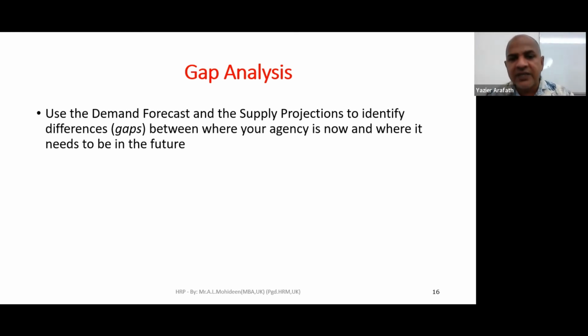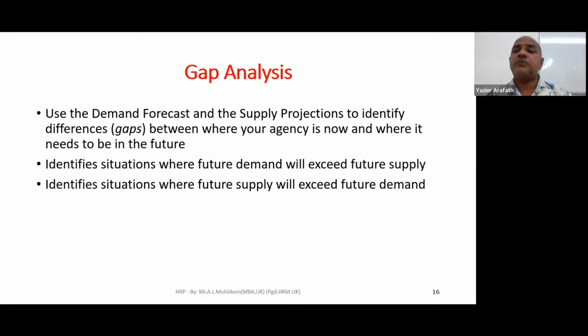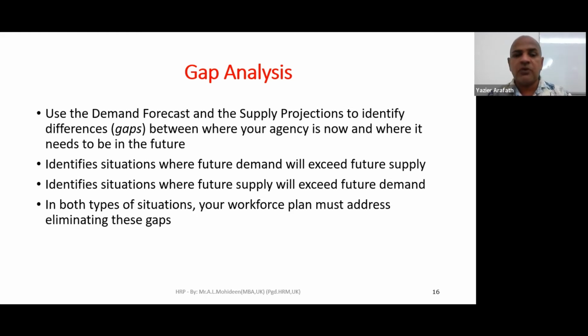We have to identify the gap. Based on the gap, for the future, we have to bring in our workforce. Identify the situations where future demand will exceed future supply. So for future situations, what is the number of employees we need? So a gap should be identified. Identify the situations where future supply will exceed the future demand. That is also important. And in both types of situations, your workforce plan must address eliminating the gap.